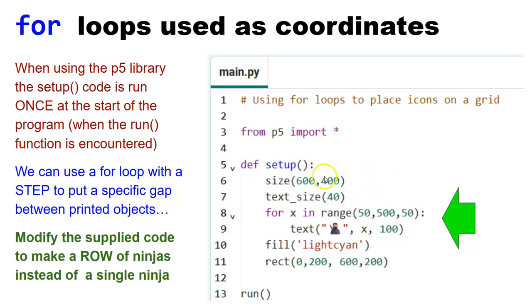At the moment, we have code that just puts one ninja on the screen, and you should be adding a for loop that creates the coordinates that places more than one ninja on the screen. Notice that this is happening inside the setup code, and this is run once when the run command is encountered. Later we will use the draw command to make animation so that it can change during the running of the program. But the setup only runs once at the very start. So let's have a look at our code.